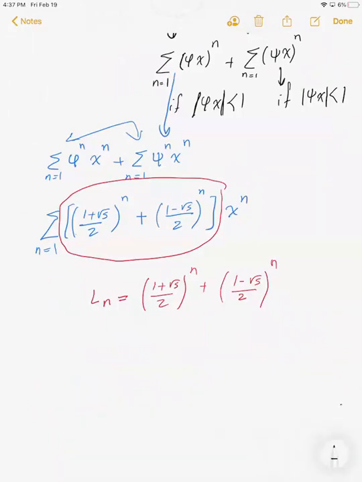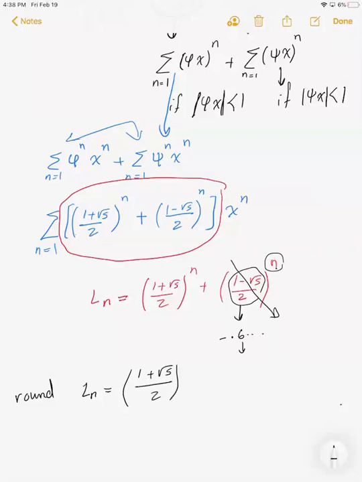And also, when you put this in a calculator, you get negative 0.6 something. And when it's raised to the power n, let's say when I raise it to the power 2, it gets smaller. When I raise it to the power 3, it gets smaller. So to find the explicit formula for L sub n, you could almost ignore this one and round whatever L n is, and that will be the nth term of the Lucas numbers. So we are going to look at an example.